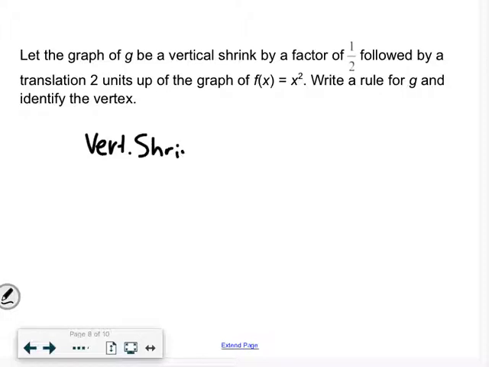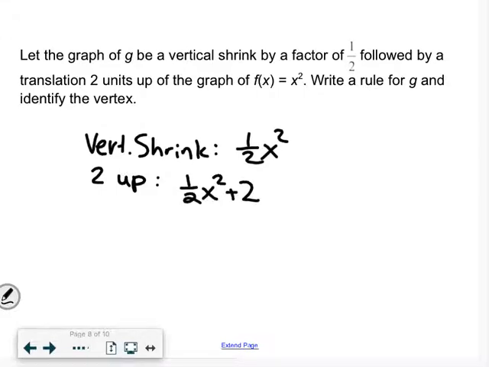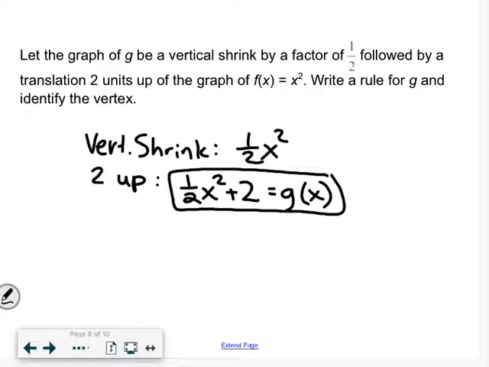Vertical shrink. Multiply by 1/2 on the outside. 2 up. Add 2. There's our equation. I might add some extra things for 7th hours. They have a little more challenge.